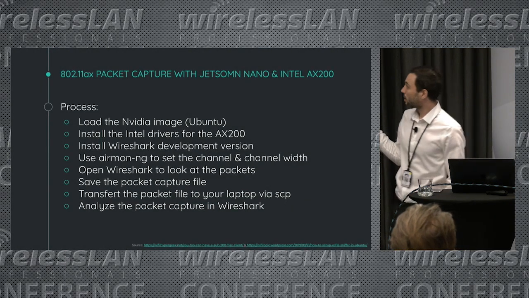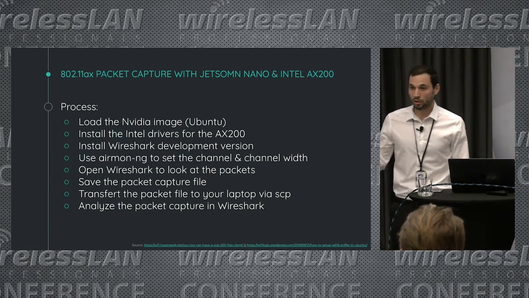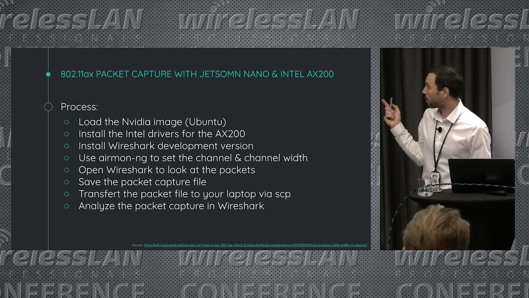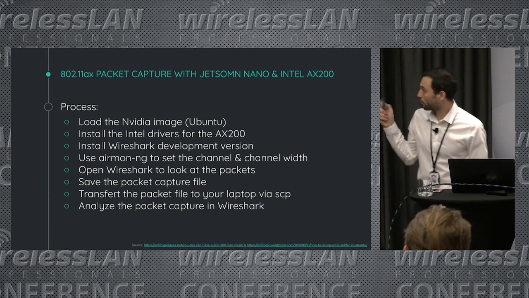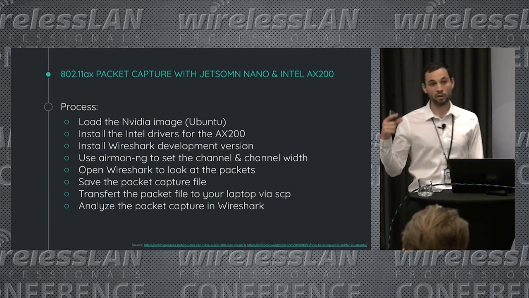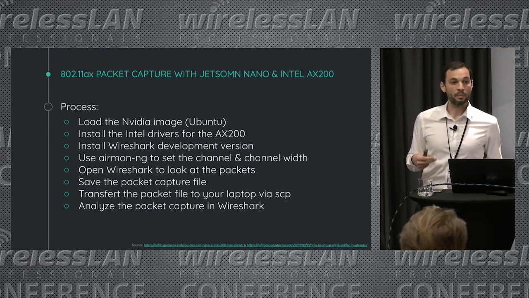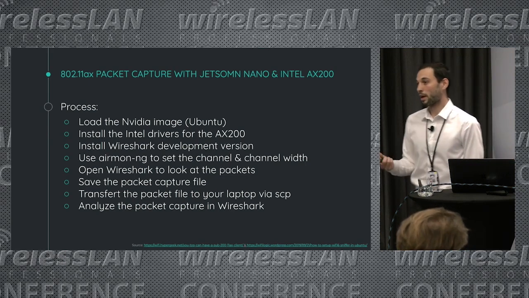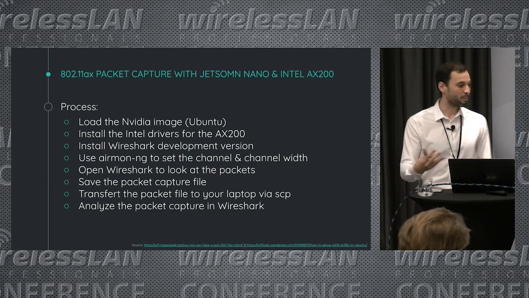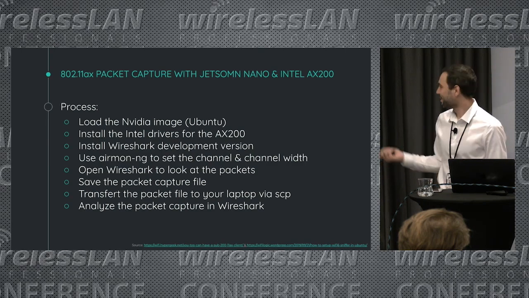So the process we used, and that's what we're going to do for the demo, I'll go really fast here. You can load Ubuntu on the NVIDIA machine. Then you install the driver for the AX card. You install Wireshark with the development version, and then you use Airmon-ng to set the channel and channel width. That would put the card into monitor mode. Then you can open Wireshark, select the new monitoring interface, and start capturing AX packets. Save it, SCP back to your laptop to analyze it in Wireshark. You can analyze it on the small screen, but it's not very convenient.